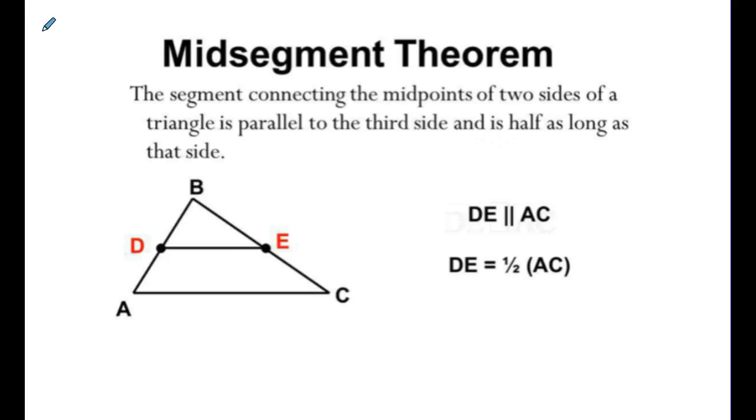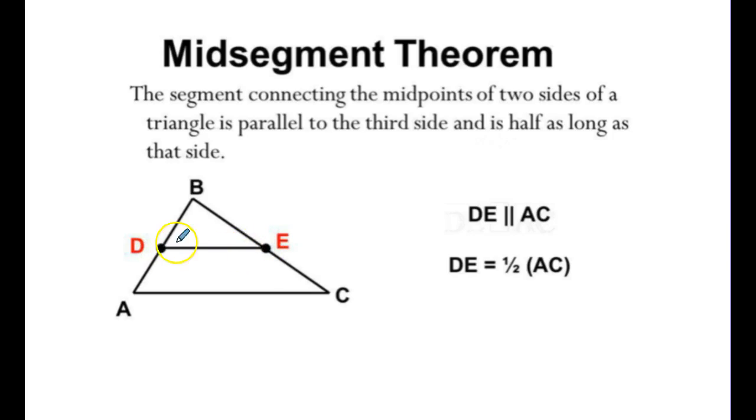This first theorem, the mid-segment theorem. The segment connecting the midpoints of two sides of a triangle is parallel to the third side and is half as long as that side. So if we have triangle ABC, D is the midpoint of segment AB, E is the midpoint of segment BC. The midpoint means that E is exactly in the middle between B and C. The mid-segment is connecting these two midpoints.